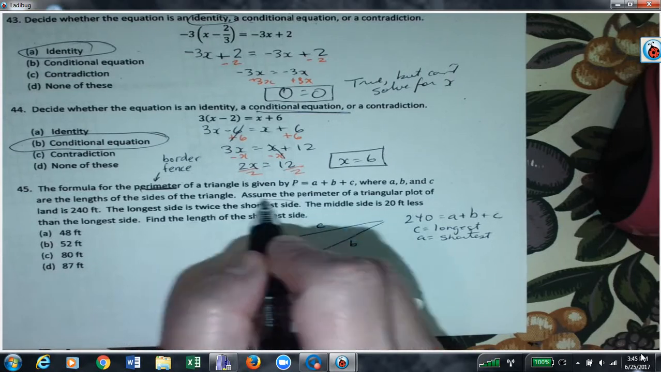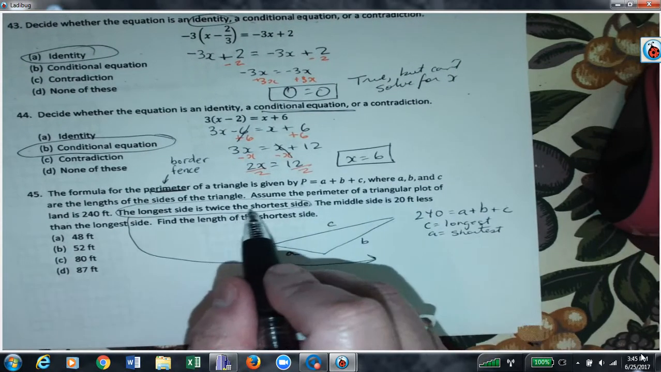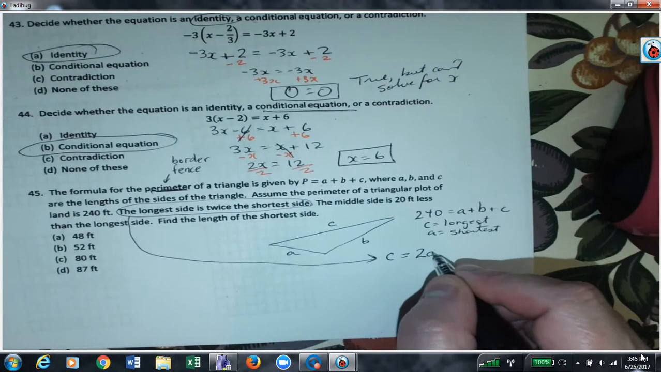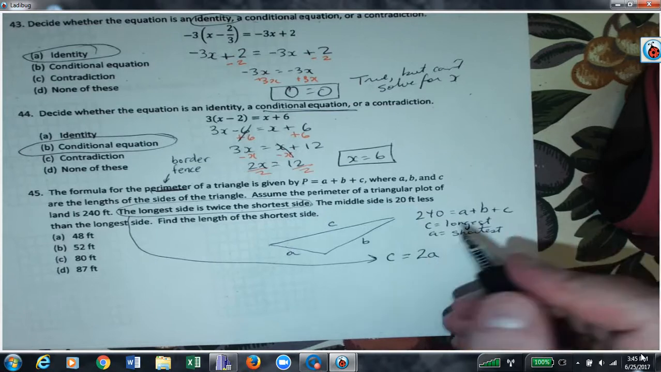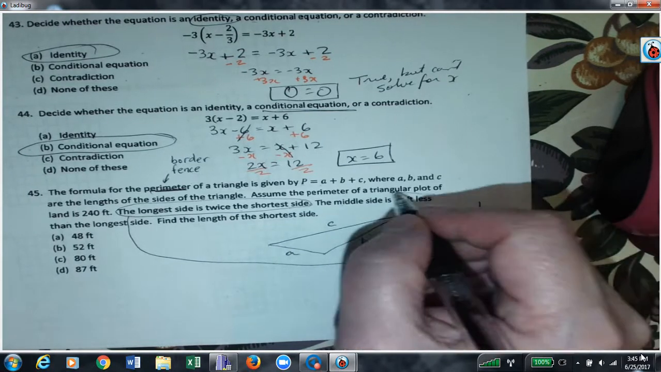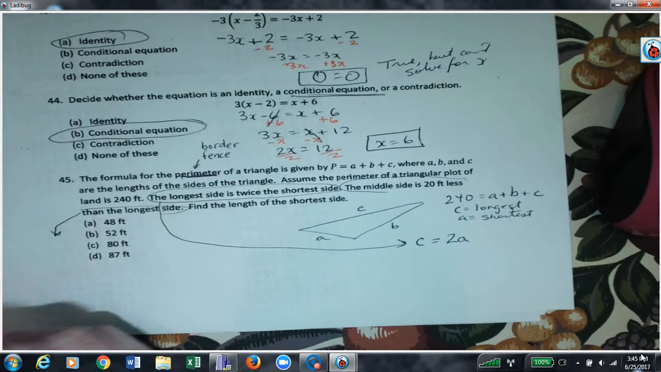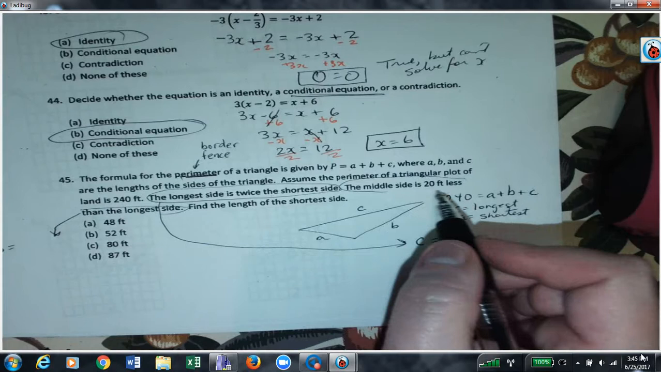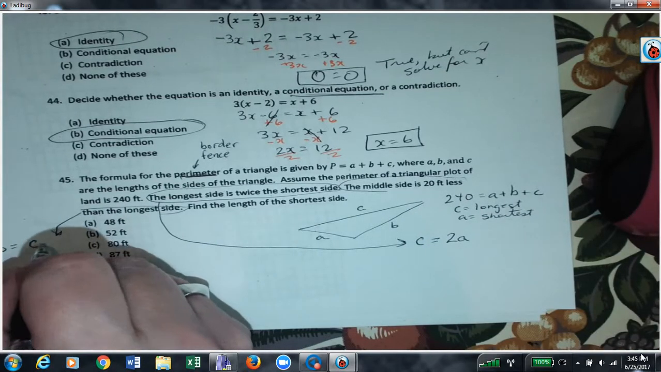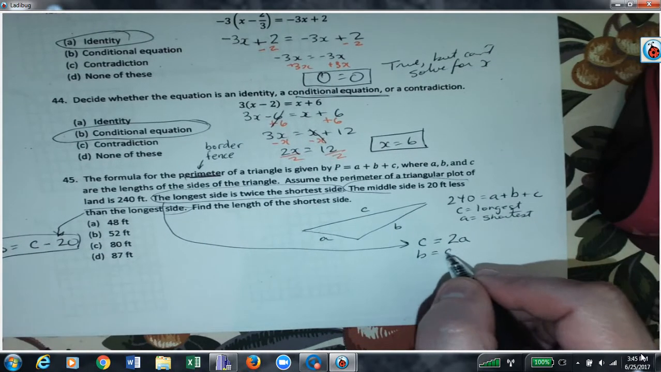So what is this saying? The longest side is twice the length of the shortest side. And so my middle side, which is B, the middle side, B, is 20 feet less than the longest side. So B is equal to the longest side minus 20. So let me write that over here.